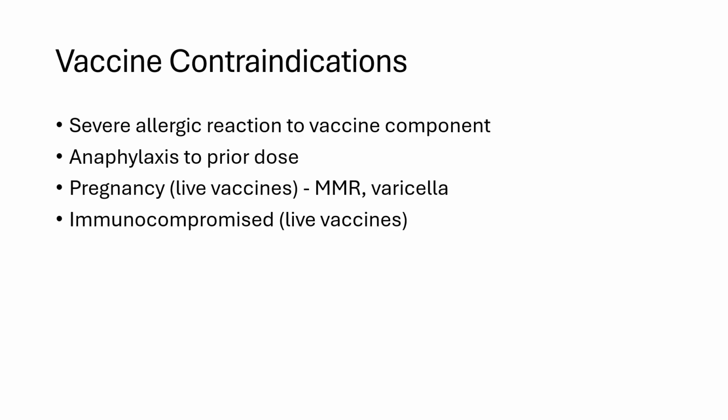So when are vaccines contraindicated? We don't give a vaccine if a patient has had a severe allergy to a vaccine ingredient, for example, neomycin or gelatin, anaphylaxis after a previous dose. So obviously severe life-threatening reactions, we would not repeat that, and they would need immediate treatment if they were having that reaction. Pregnancy for live vaccines, so MMR and varicella, those can cause fetal infection. And then our immunocompromised patients, again, the live vaccines because they have that weakened immune system.